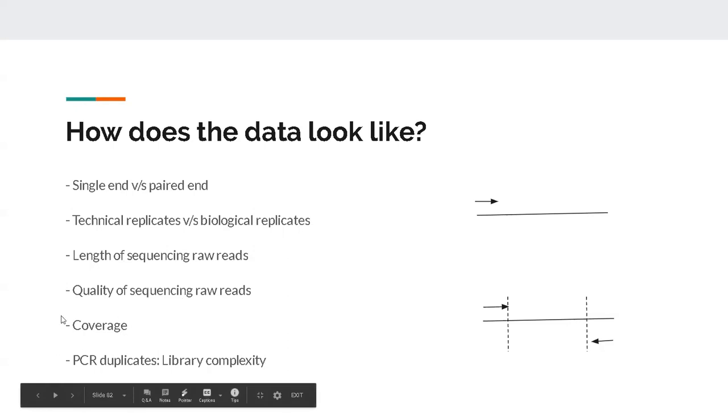Then the next is the coverage. Again, it depends on what you want to understand. If you want to do a transcriptome assembly, you would need a much higher coverage as opposed to a gene expression study. I'll elaborate on this point in the next slide.